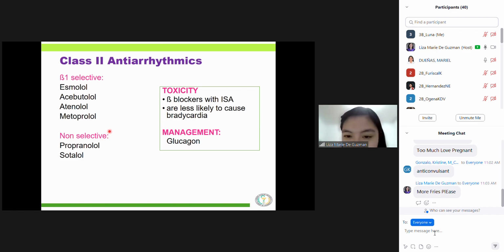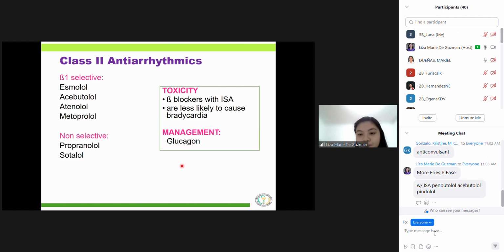And then some beta blockers possess or elicit intrinsic sympathomimetic activity. So one is esbutalol, we have penbutolol, and pindolol. So those beta blockers with ISA, penbutolol, esbutalol, and pindolol are those beta blockers with intrinsic sympathomimetic activity. Penbutolol, esbutalol, and then pindolol.